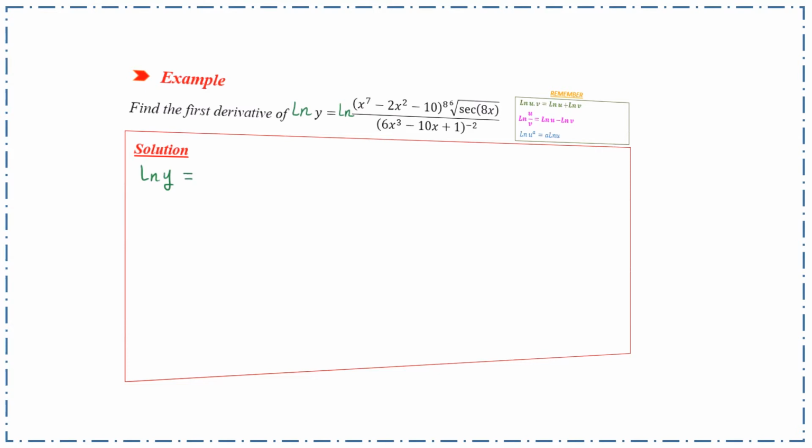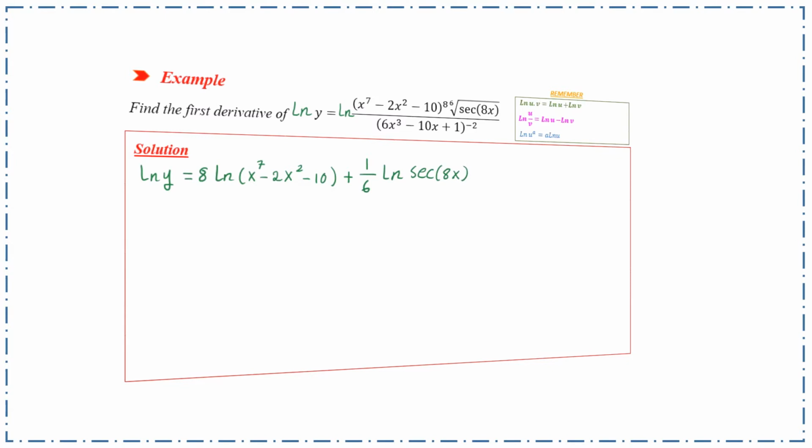So we have this function to the power 8, so it will be 8 ln x to the power 7 minus 2x squared minus 10. Since we have multiply here, it will be plus, and you know that the sixth root means power 1 over 6. So you have to put the power down, then multiply by ln the inside function secant 8x.